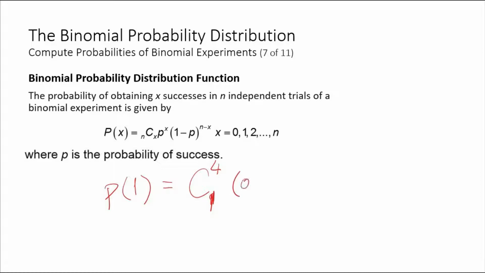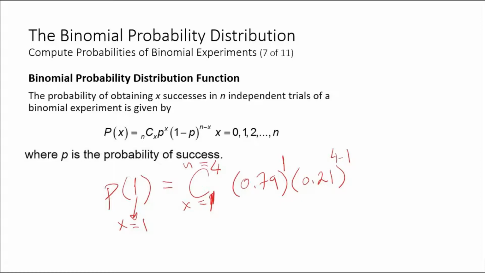And then the probability of success is 0.79 raised to the 1 power, which is the x. And then I'm computing here. This is x is equal to 1. This is n, and this is x is equal to 1. Times the probability of failure 0.21 raised to the n minus 1, which is 4 minus 1. And that is the answer.